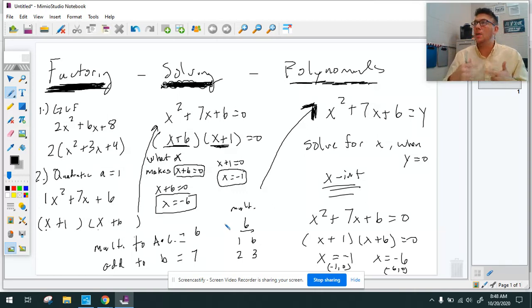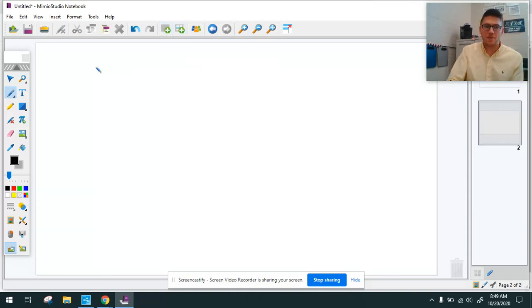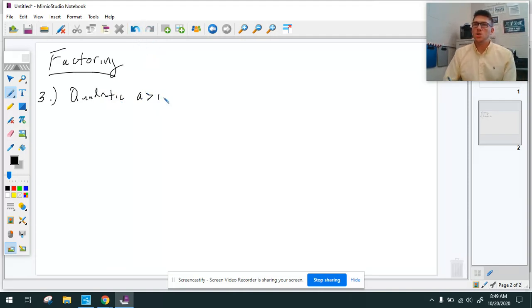Now, we're solving polynomials in this unit, which are not just quadratics. A quadratic is a polynomial, but there's also cubic and quartic and quintic, all these other types of functions. So we have to have more than just one technique in factoring. GCF is great. Quadratics where the a value is 1 is great. But we're also going to have to be able to factor, so third method, a quadratic where a is greater than 1.